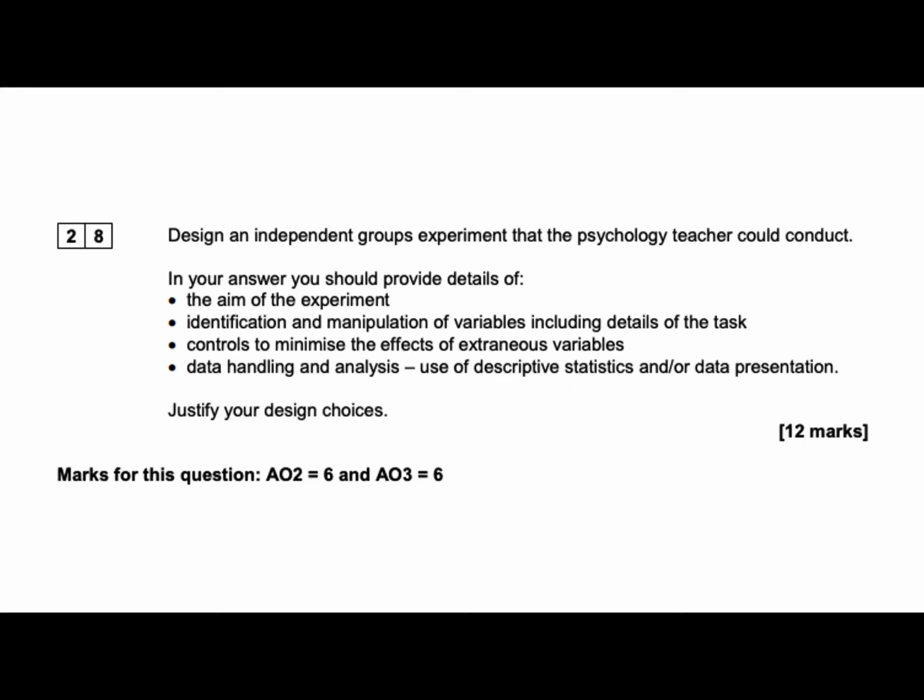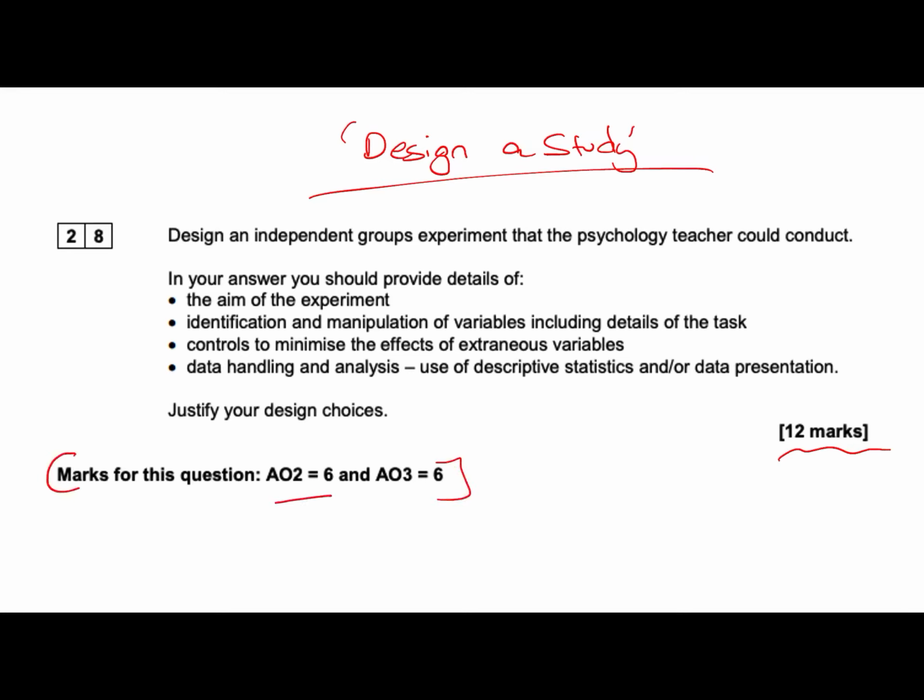This video is looking at the designer study question that you had on your January paper. These designer study questions are really common. They're always 12 marks at the end of your research methods section. And the mark breakdown is always 6 marks for AO2 and 6 marks for AO3. And so we'll look at why that's important in just a moment.